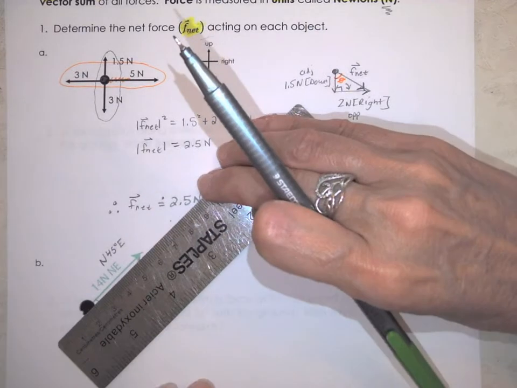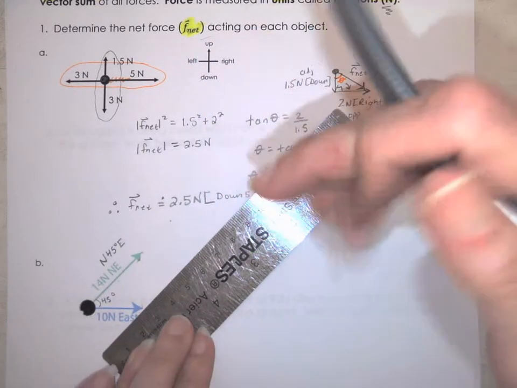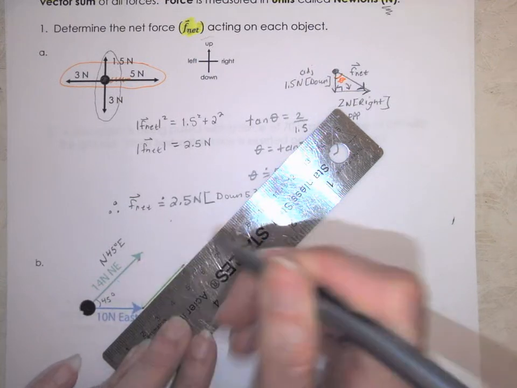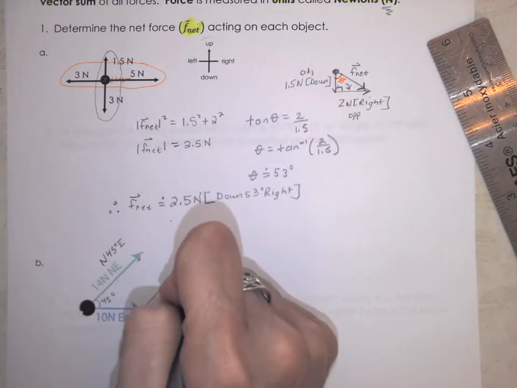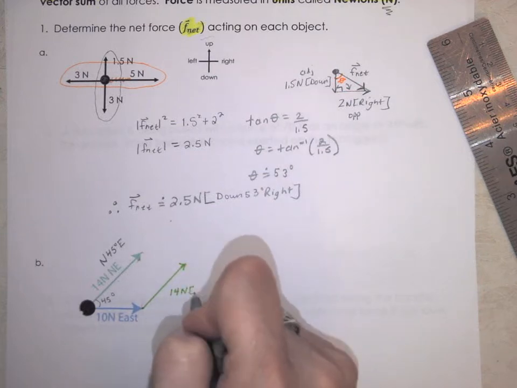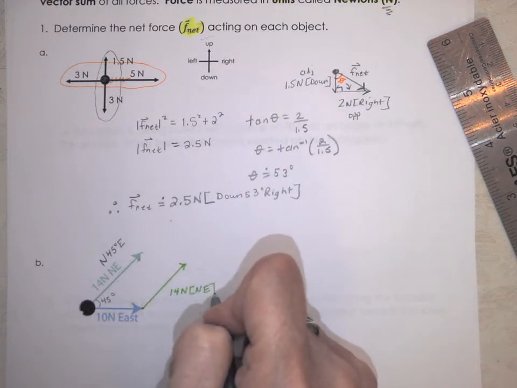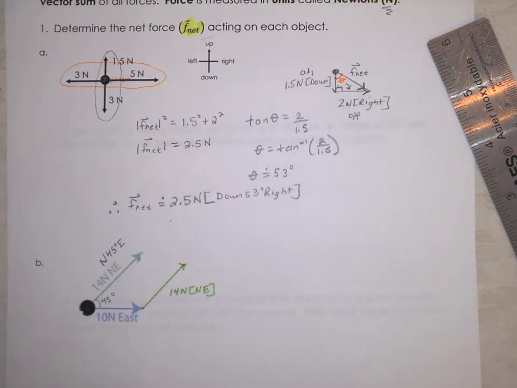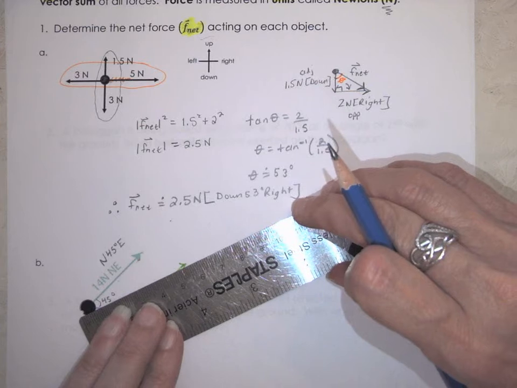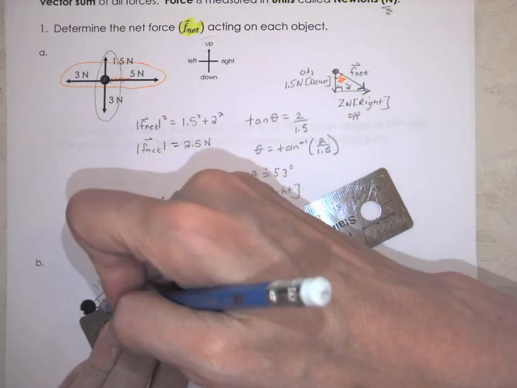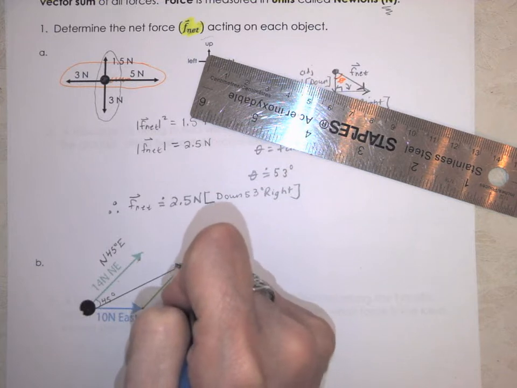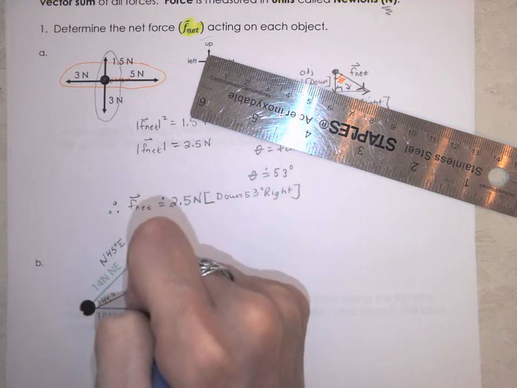So I'm going to take this vector and add it to the tip of this one. I want to make it look like it's at the same angle and the same length. Arrow on the end. Label it. So this is a 14 Newton force in the direction northeast, or north 45 degrees east. And then I'm going to draw in my net force, which goes from the tail of the first to the tip of the second. Make sure you exaggerate that arrow there, and then label it F net, small f net.